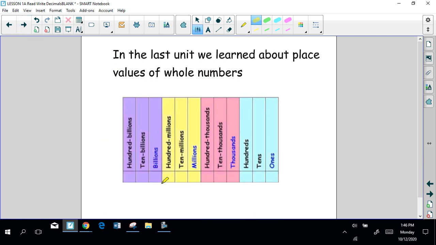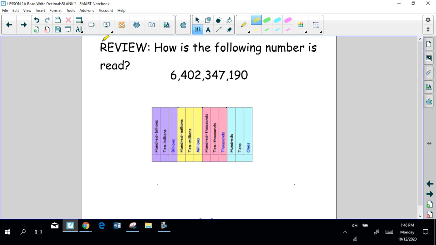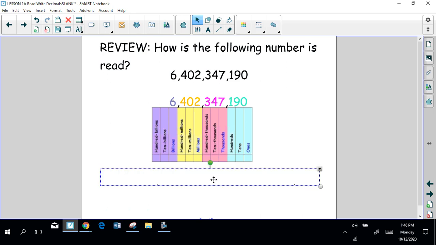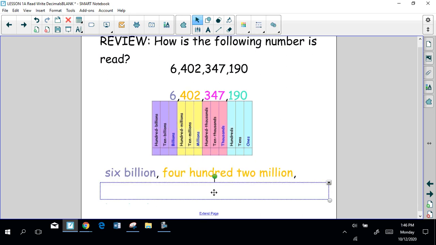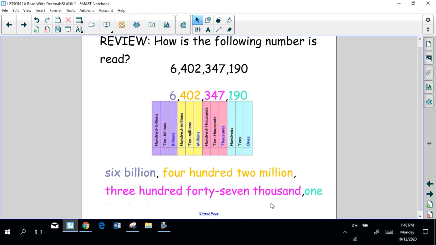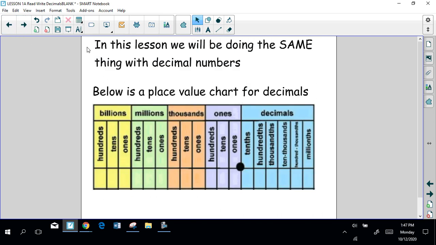Last unit, we talked about place value of whole numbers. We talked about the billion section, million section, thousand section, as well as hundreds, tens, and ones section. Let's do a quick review. How is the following number read? You can see that the 6 is in the billion section, 402 in millions, 347 in thousands, finally 190 is in hundreds, tens, ones. That's how you read the number. It's 6,402,347,190. We're going to be doing the same thing in this lesson with decimal numbers.